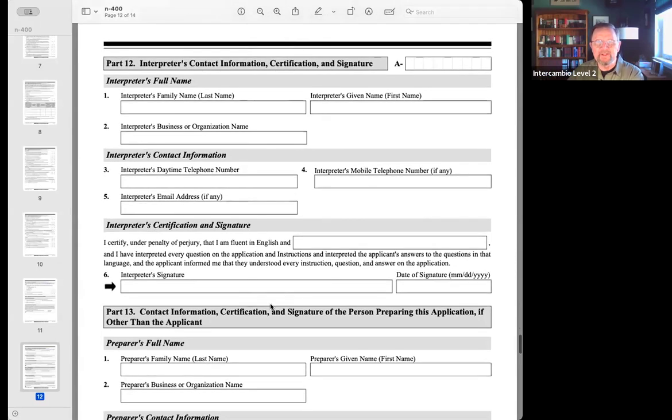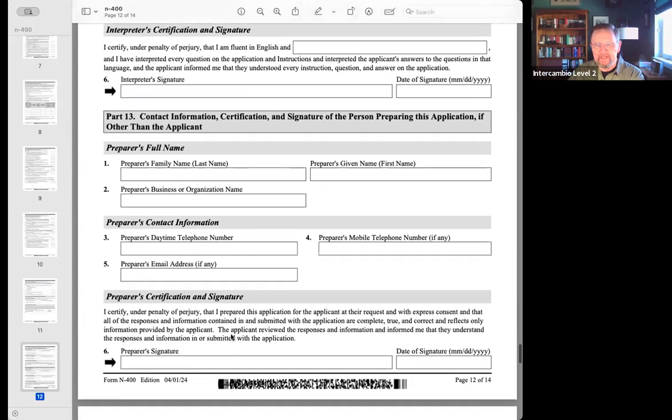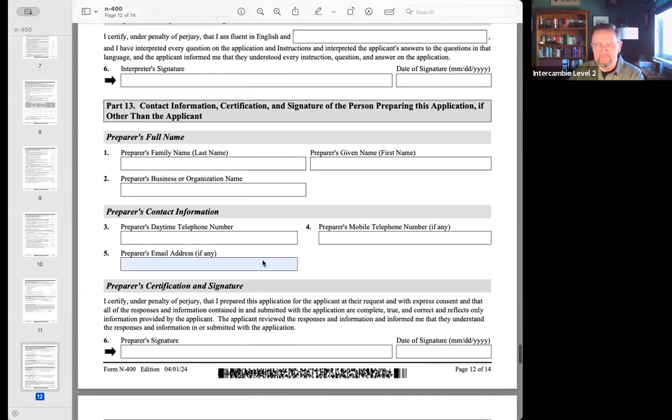If you had to use an interpreter to fill out this form, the interpreter would fill out this part of the form. If you hired somebody like a lawyer to fill out the form, which most people don't, this is where they would fill it out. So you wouldn't have to fill out either one of these if you didn't use them. You'd just put NA in these spaces.